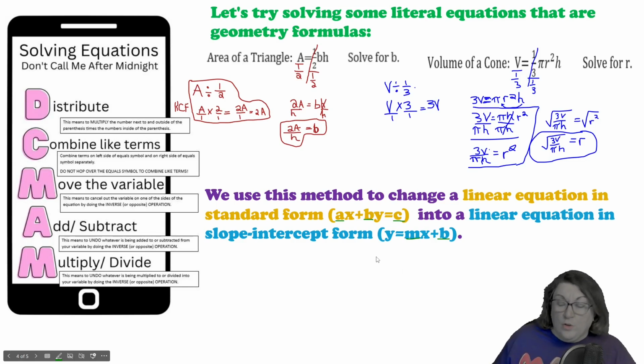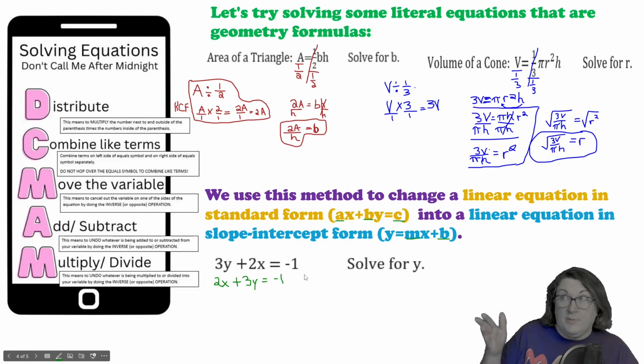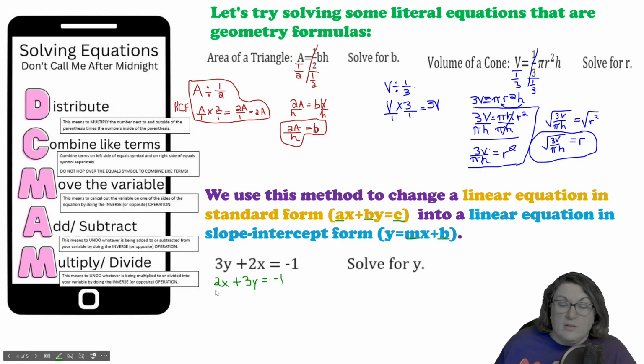So if you look at this, you can see that if I just use commutative property to move this 2x over here and move my 3y over here, because we know that commutative property works with addition and multiplication. 2 plus 3 is the same as 3 plus 2, right? So it doesn't matter which way I have it written. But you can kind of see now that I've moved it around a little bit that this is a standard form equation.